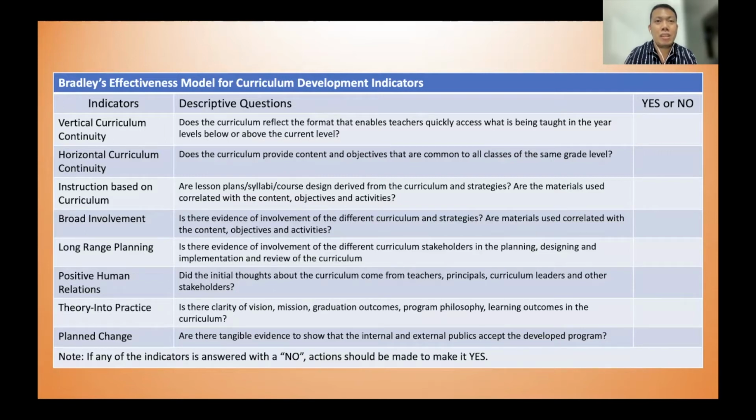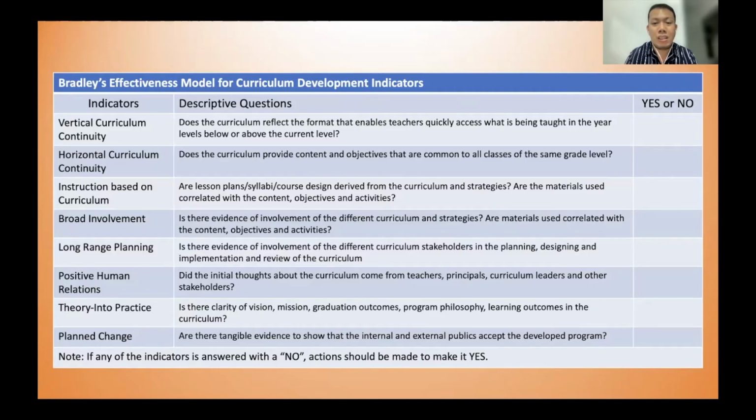So, in this example of a model, anything that you will say no, meaning that it is considered as a weakness, then therefore you have to do something to make it yes, or making it a strength. So, for example, the first one, vertical curriculum continuity. Does the curriculum reflect the format that enables teachers to quickly access what is being taught in the year levels below or above the current level? So if your answer is yes, then it's good. Meaning to say that according to Bradley, you are following a very good curriculum development.